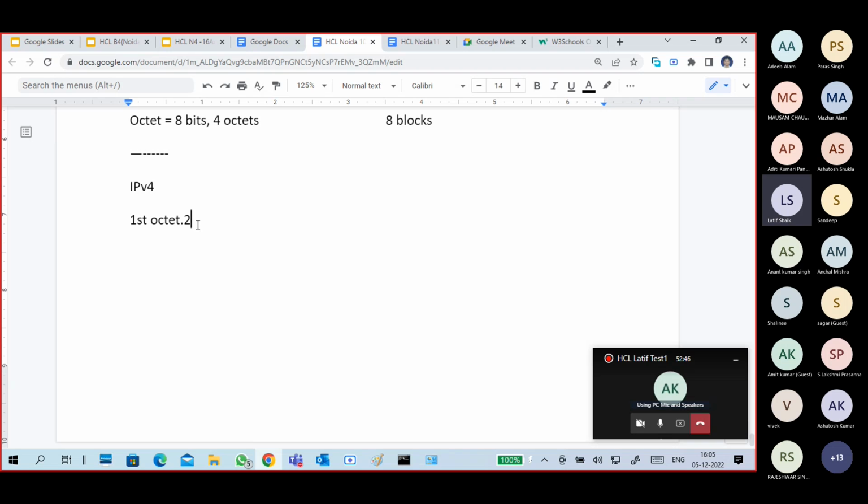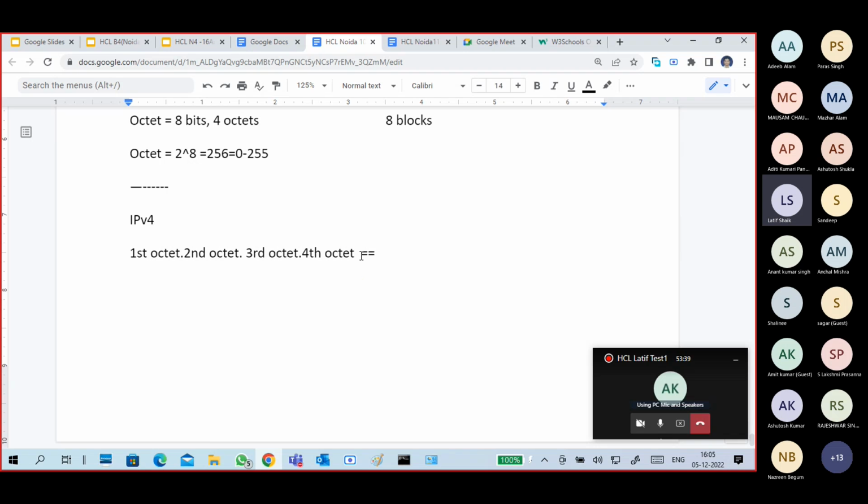The second one is called the second octet. The third one we call the third octet. So based on the placement, the octet is named. I didn't add one point here, guys. Octet means 8 bits, right? The total size is 2 to the power of 8, which is 256, so it is 0 to 255. Each octet is either 0, 1, 2, 3 up to 255 only, not more than 255.